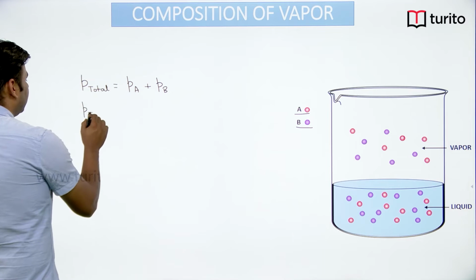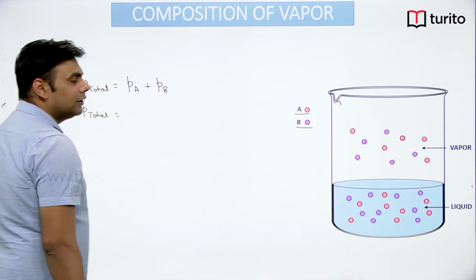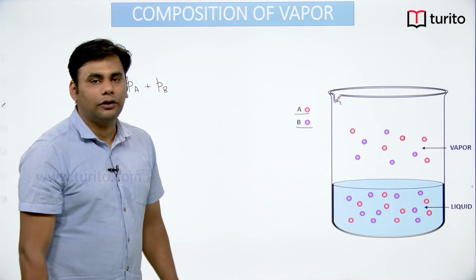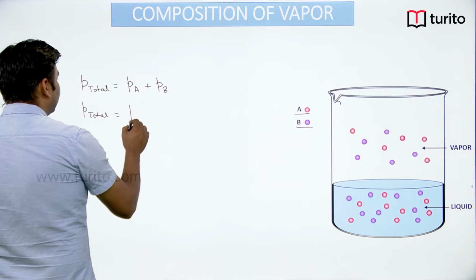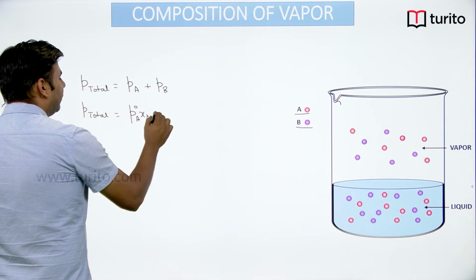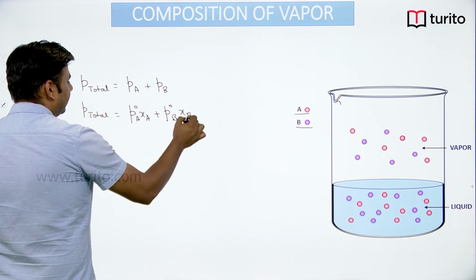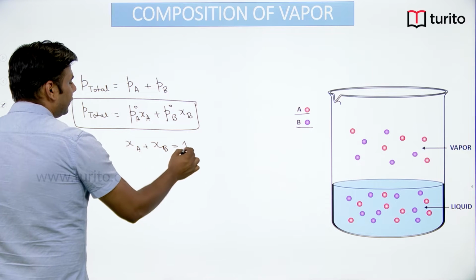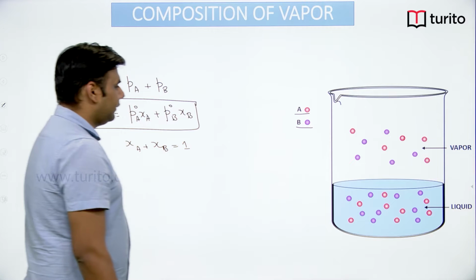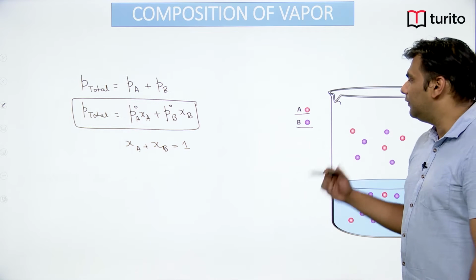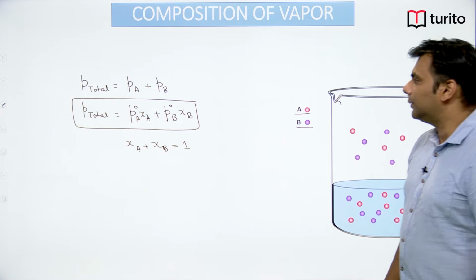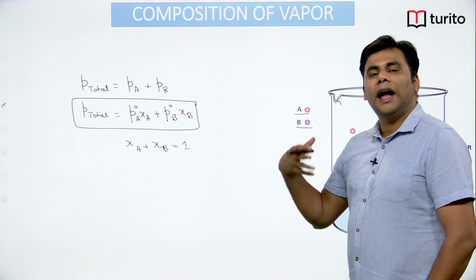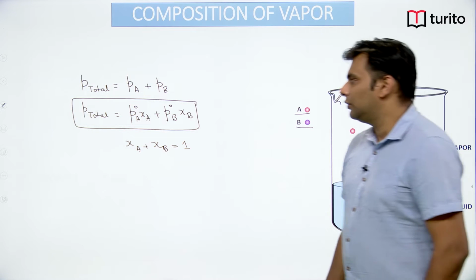According to Raoult's law, the partial vapor pressure exerted over a solution by a liquid is directly proportional to the mole fraction of that component in the liquid phase. So PA was equal to P naught A XA and PB was P naught B into XB. Also, XA plus XB is equal to 1. This was the concept that we did in the previous lecture. Today we are going to build more fundamental concepts on this and analyze it in terms of composition of vapor and how the distillation of such liquids is carried out.